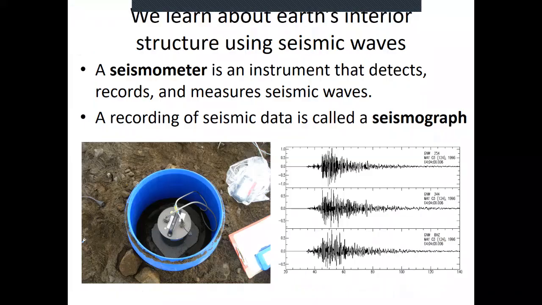So we learn about Earth's interior structure using seismic waves. We measure seismic waves using an instrument called a seismometer. So what we do is we go out somewhere where it's very quiet, right? So far away from people. We dig a hole in the ground. We put one of these large plastic drums into the ground. And we backfill it. We dig a hole and you fill the dirt back in.